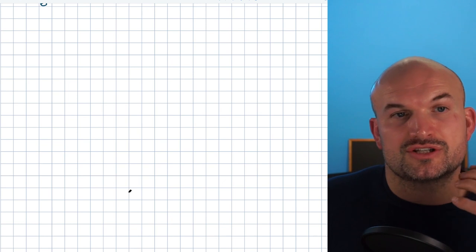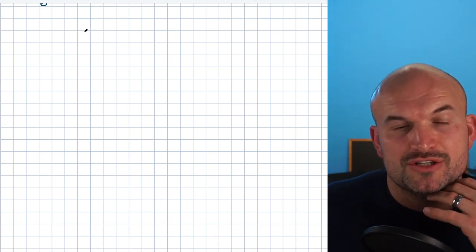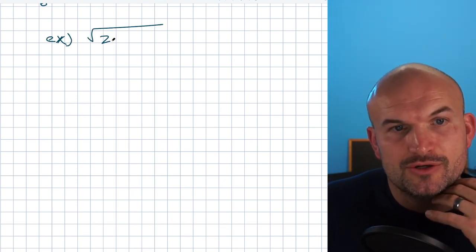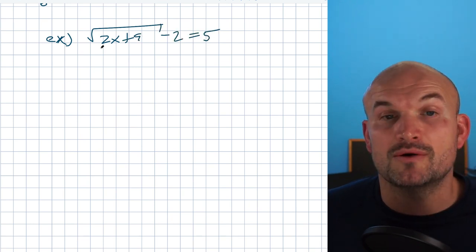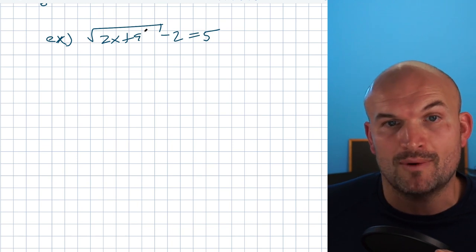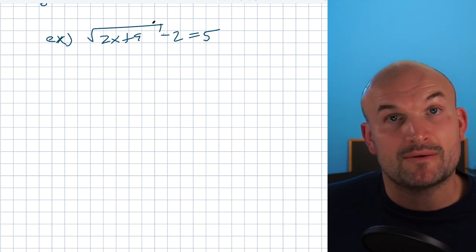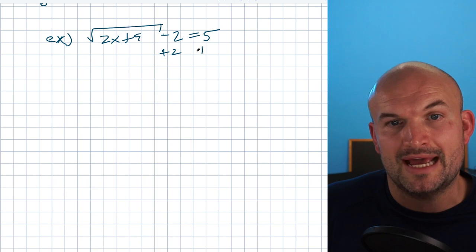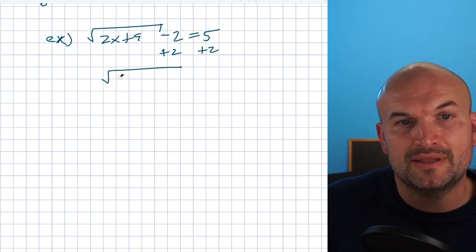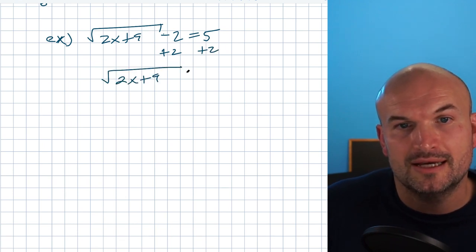Next thing I just want to go through is solving our square root equation. So it's important when we have something like the square root of 2x plus 9, minus 2 equals 5, to always use your inverse operations to isolate our radicand. The only thing being applied to my radical in this case is a 2, so I'm going to add a 2 to both sides. Therefore, I'm going to be left with the square root of 2x plus 9 is equal to a 7.